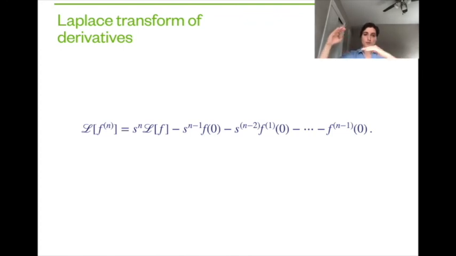and then we shift the powers of s, we decrease the powers of s, and we increase the derivatives of f. So we go from s to the n minus 1 f of 0, s to the n minus 2 f prime, to s to the power 0 times the n minus 1th derivative of f. All of those calculated at 0.